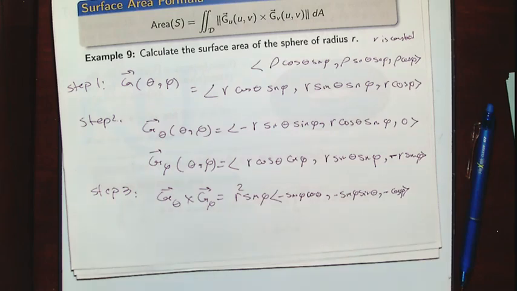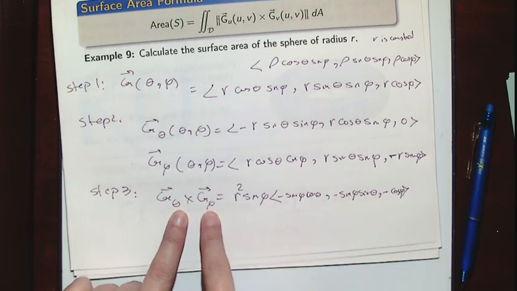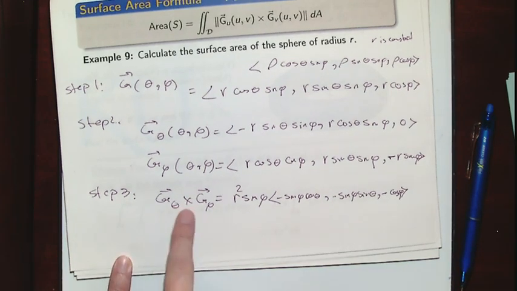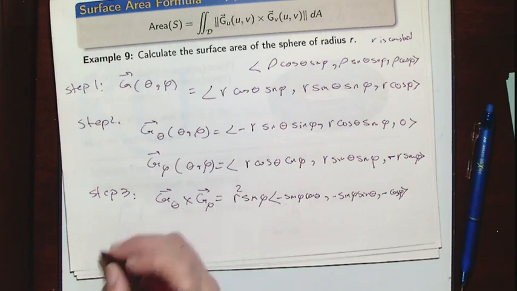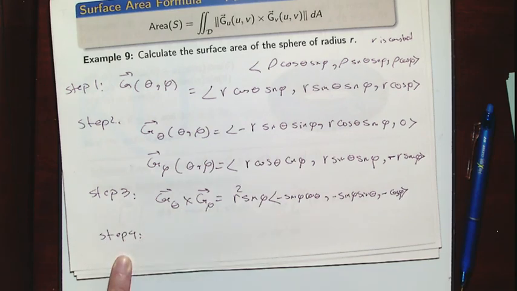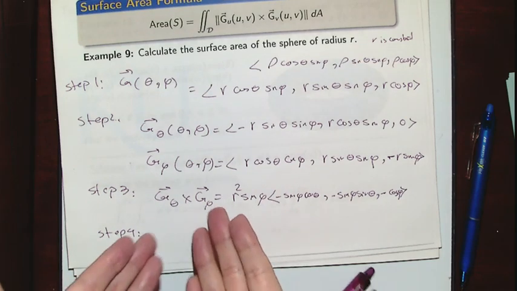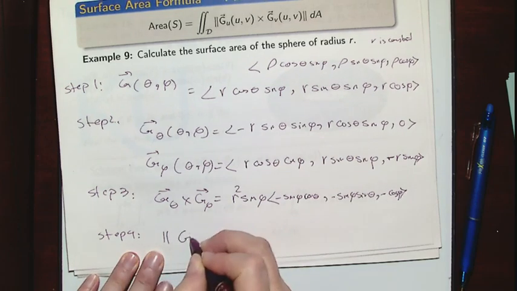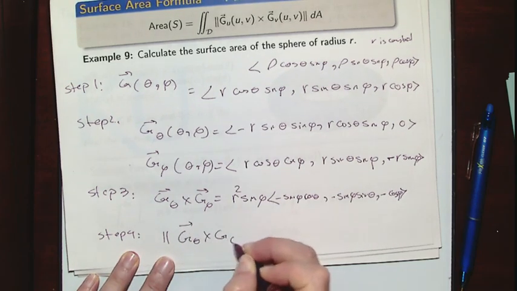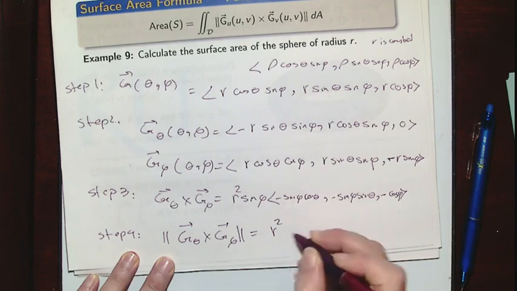Okay. Why did I do it this way? Because I wanted to remind you, you computed this. What is the magnitude of this? Without computing, what is the magnitude of this? You've done this. Go back. Bring all the files. You've done this. What is the answer to this? Yes. It's exactly equal to r squared sine of phi.